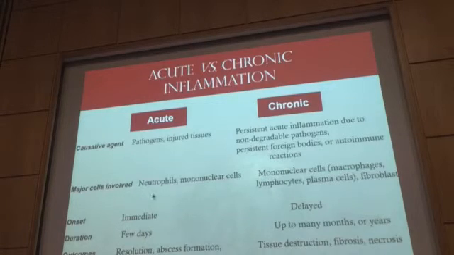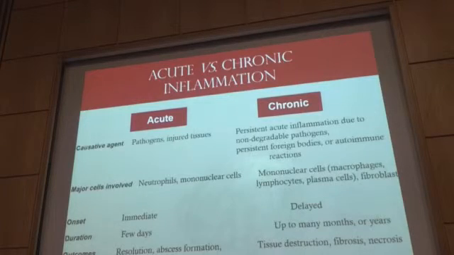The major cells involved in acute inflammation are neutrophils and mononuclear cells, and in chronic inflammation we're also going to see lymphocytes, plasma cells, and fibroblasts that are involved in the tissue repair. The onset of acute inflammation is immediate, chronic is delayed. Acute usually takes a few days, but chronic inflammation can even take years. So some people have chronic inflammatory diseases that they carry throughout life.